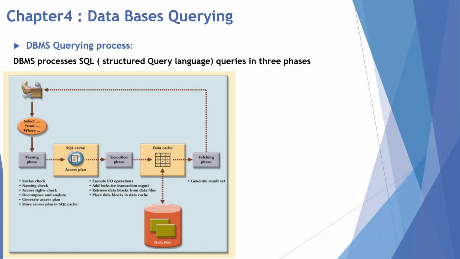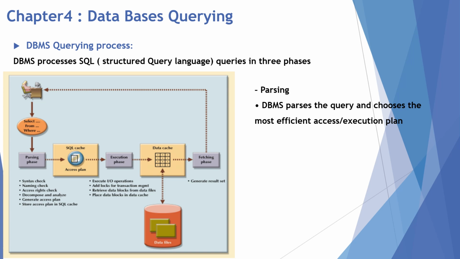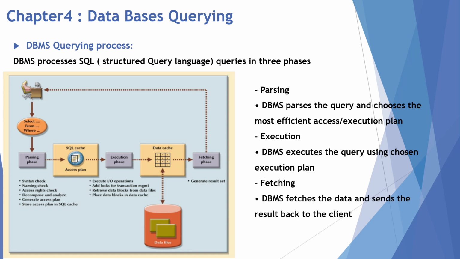In chapter 4, we are going to discuss the process of querying databases. To this end, the DBMS processes SQL queries in 3 phases. The first one is parsing, where the DBMS parses a query and chooses the most efficient access and execution plan. In the execution phase, the DBMS executes the query using the chosen execution plan. At the end, in the fetching phase, the DBMS fetches data and sends the result back to the client.